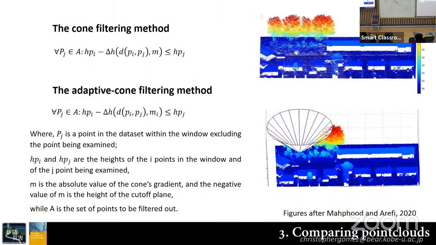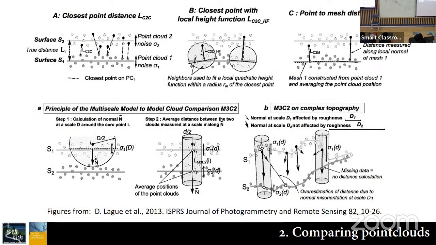And to compare different point clouds, different algorithms, one of them is the cone filtering method. I will let you have a look at it by yourself. I have then a lot of different drawings. So the closest point distance compares two point clouds and looks at each of the pairs that are closest to one another to compare them. Then you have elements that look at areas around it with local height. Then you have the point to mesh. So what we did earlier, you convert the point cloud into a mesh and you compare your mesh to the point cloud.